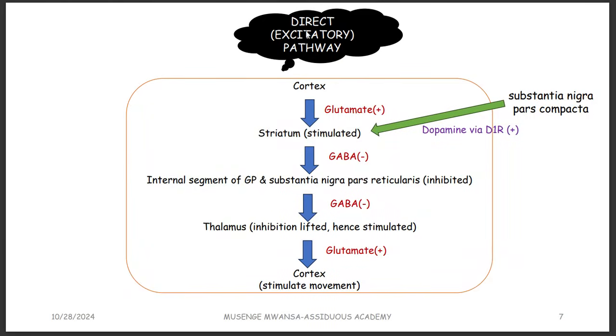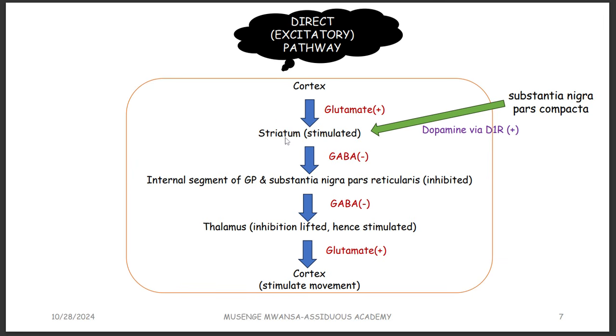So when you look at the direct pathway, the cortex is going to release glutamate. So we have got a play of two neurotransmitters here. Glutamate, we know that it is excitatory. So the cerebral cortex is going to release glutamate. Glutamate is going to stimulate the striatum. Remember the parts of the striatum? You have got the globus pallidus, and you also have the putamen. So the cortex releases glutamate, which is stimulatory, and this glutamate is going to stimulate the striatum.